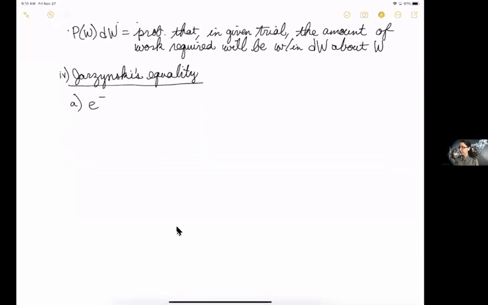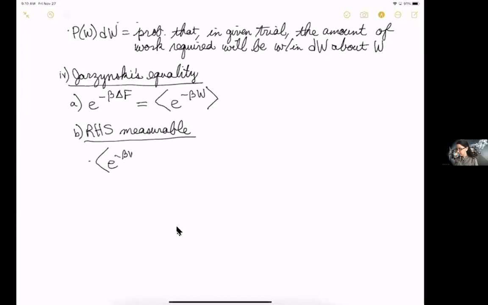Each side of this equation has an exponential. One has the inverse temperature and the free energy difference. And the other side has an average with respect to the probability density, again, the inverse temperature, and now the work required. The right-hand side we can measure via the protocol I just described. So we measure W in every trial, we infer this probability density, and then we average. This average is defined like so.